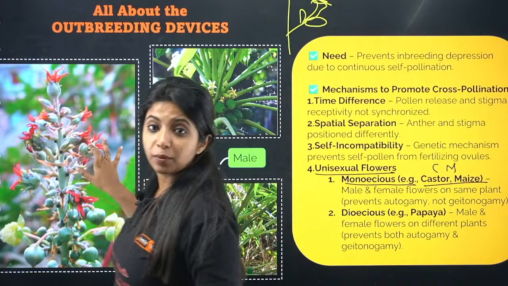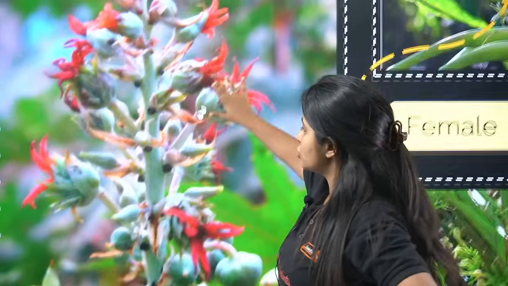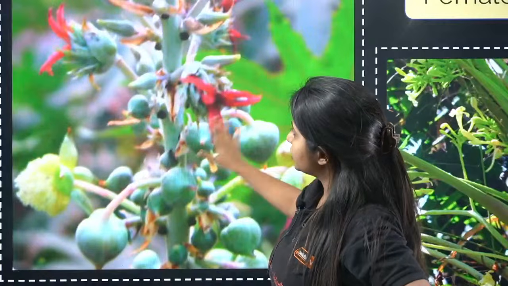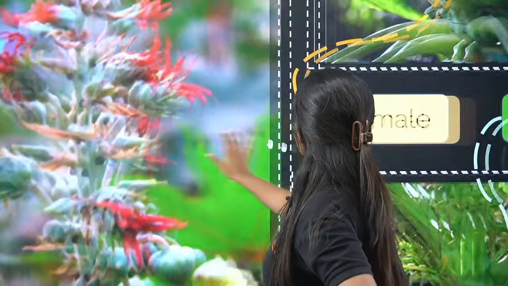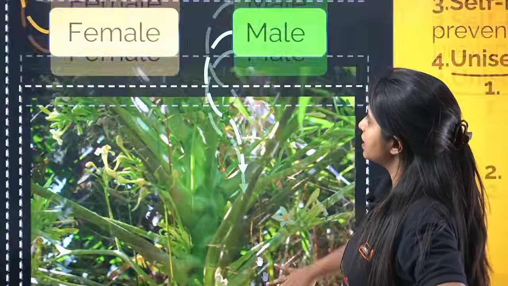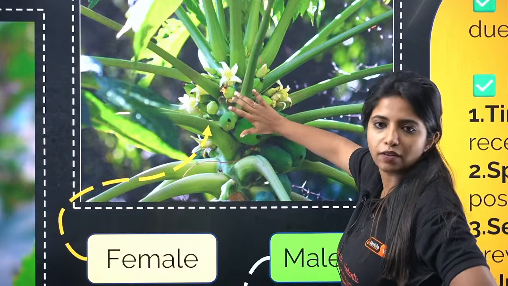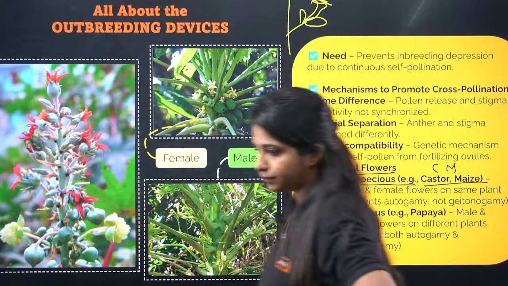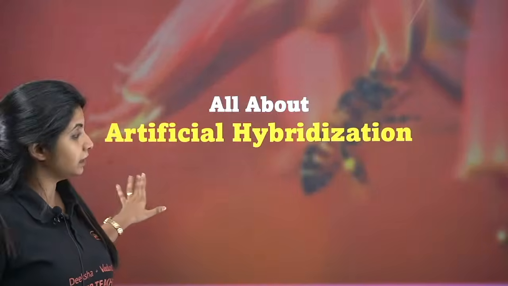This is how castor looks. You might have heard about castor oil. So castor comes under monoecious plant having unisexual flowers. Here the flowers which are there, they are unisexual. One will be male, one will be female. Now over here you have papaya. In papaya, there is a male plant where you have flowers like this. You have a female plant that is separate, having just female flowers. Cool?